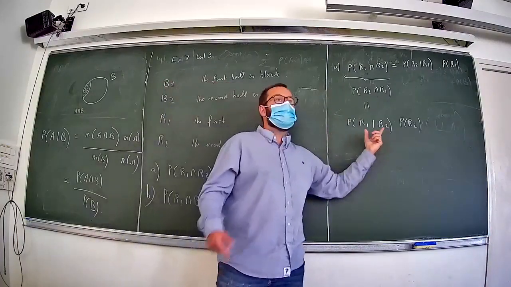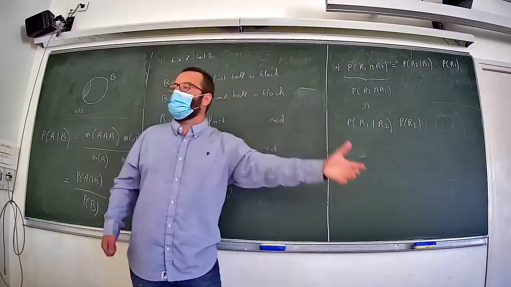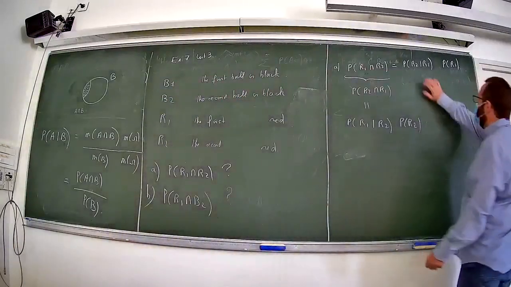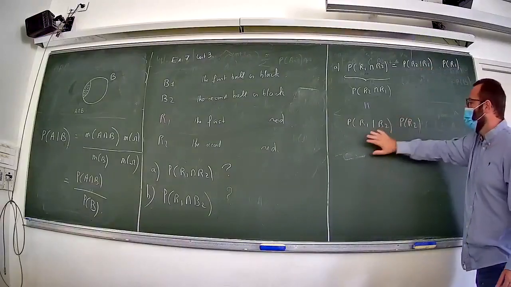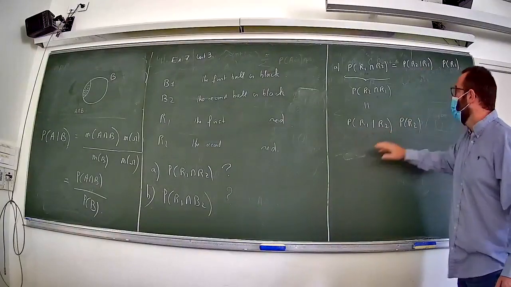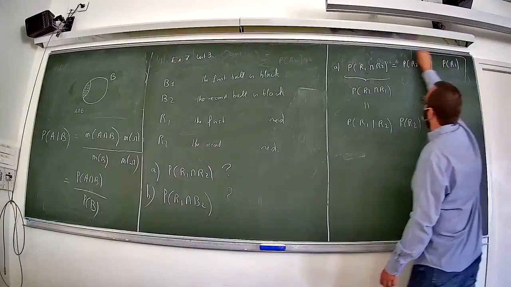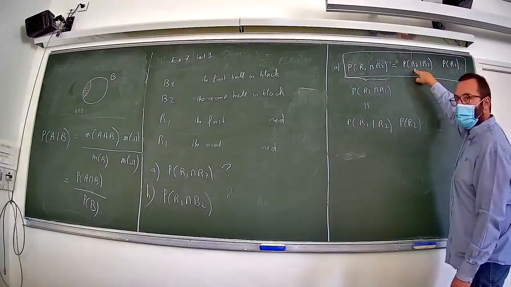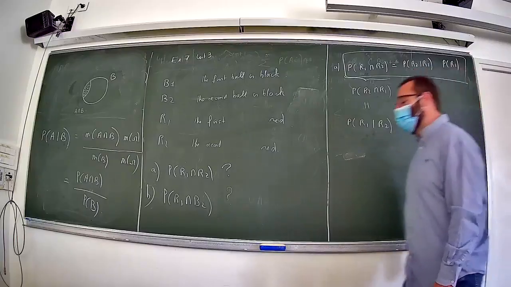Because 1 and 2 here represent the first and the second drawing, okay, it will be easier to compute this one, a priori, than this one. Okay? So that's why I write this one here. Because second stage, first stage. Okay?